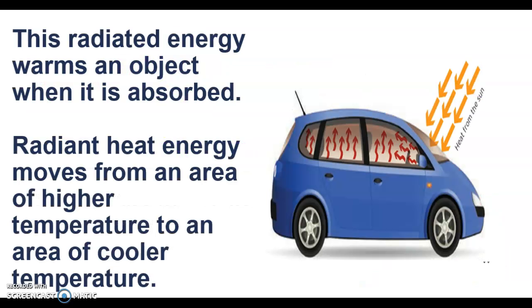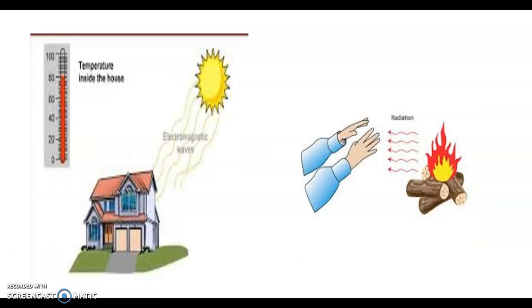So here's another example, like your car under the heat of the sun. Radiant heat energy moves from an area of higher concentration or higher temperature to an area of cooler temperature. So that is also by way of radiation. Here are some more examples. You feel that your house becomes warm because of the heat of the sun, and that is happening through radiation. And I have shown this one already earlier.